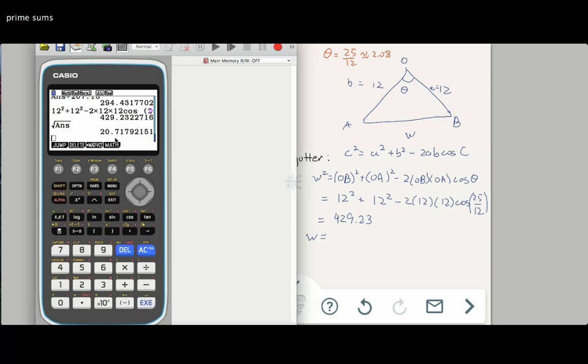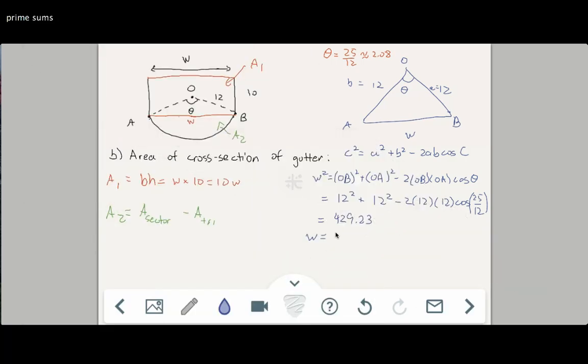Square root of my answer, 20.71792. So I'm just going to say 20.718. Therefore, A1, which is 10W, is going to be 10 times 20.718, which is just 207.18. All right, so we got A1. What about A2? Well, we have to find the area of the whole sector, minus the area of the triangle.